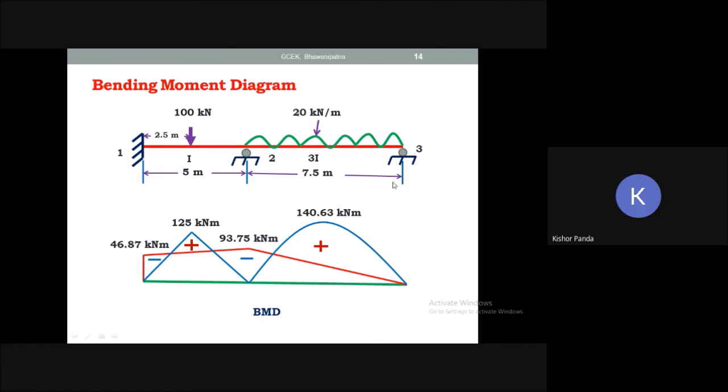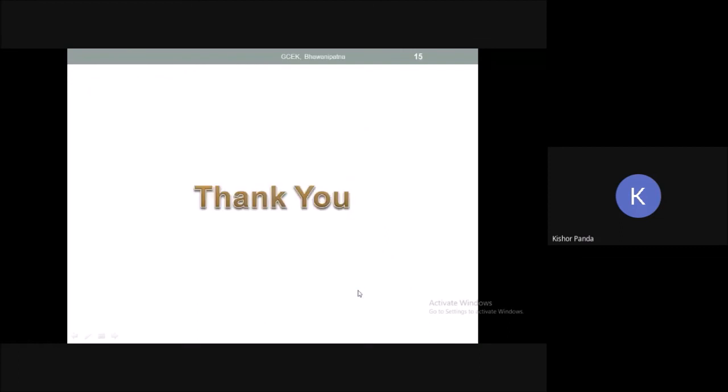So this is all about the analysis of two-span continuous beam, when one end is fixed and the other end is simply supported, and this is the bending moment diagram, and you have to draw the shear force diagram. So this is all about the analysis of two-span continuous beam using the moment distribution method.